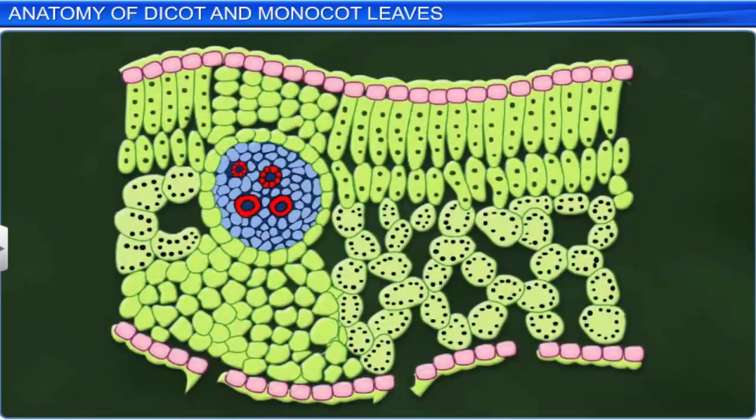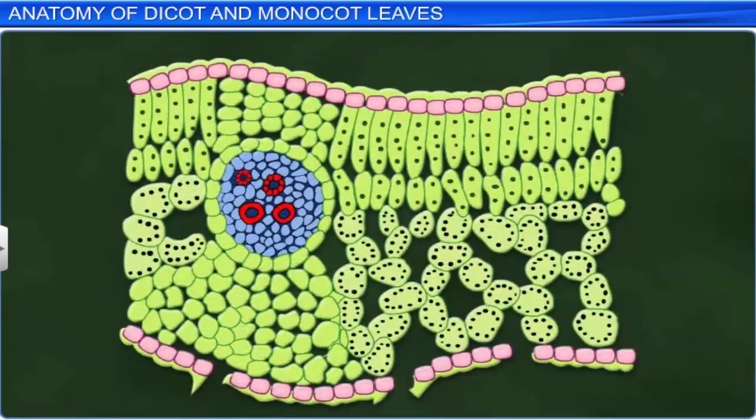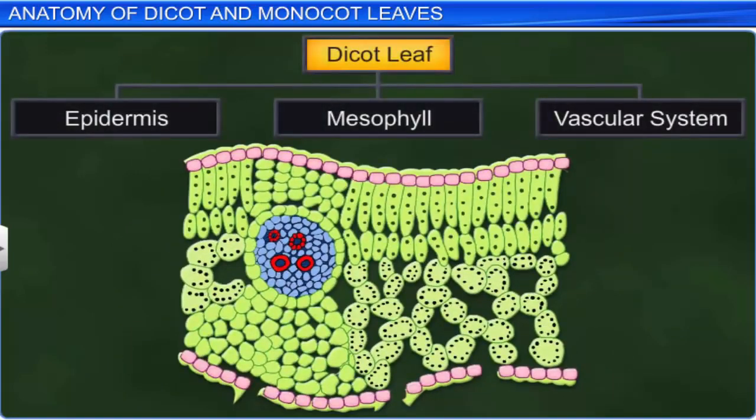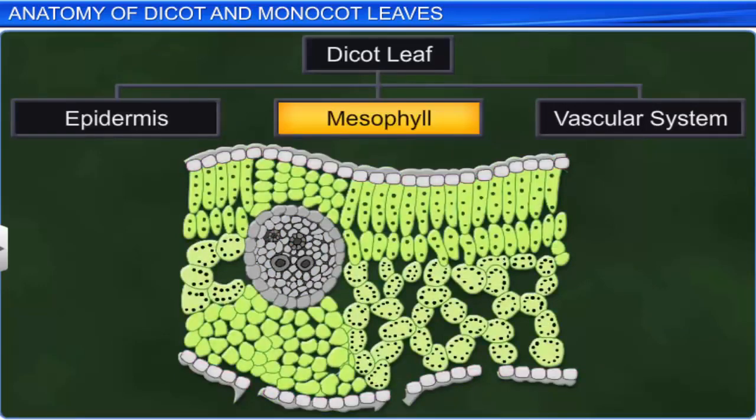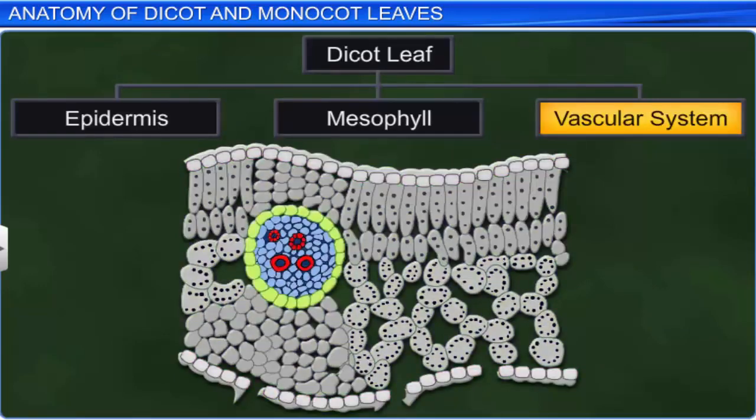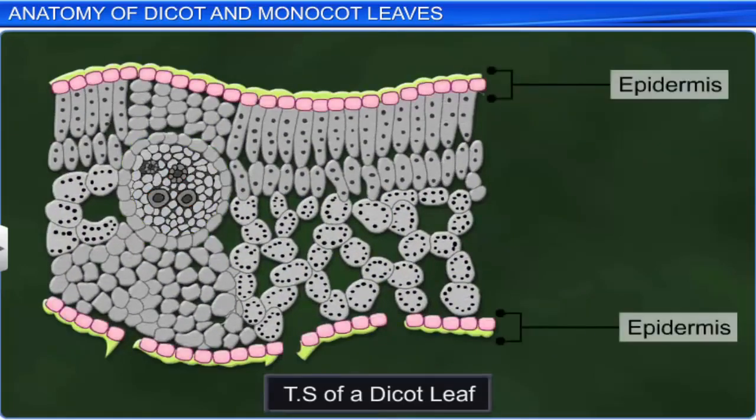On observing the transverse section of a dicot leaf, we find that it has three main parts: epidermis, mesophyll, and the vascular system. The epidermis covers the upper and lower surfaces of the leaf and is coated with the cuticle.